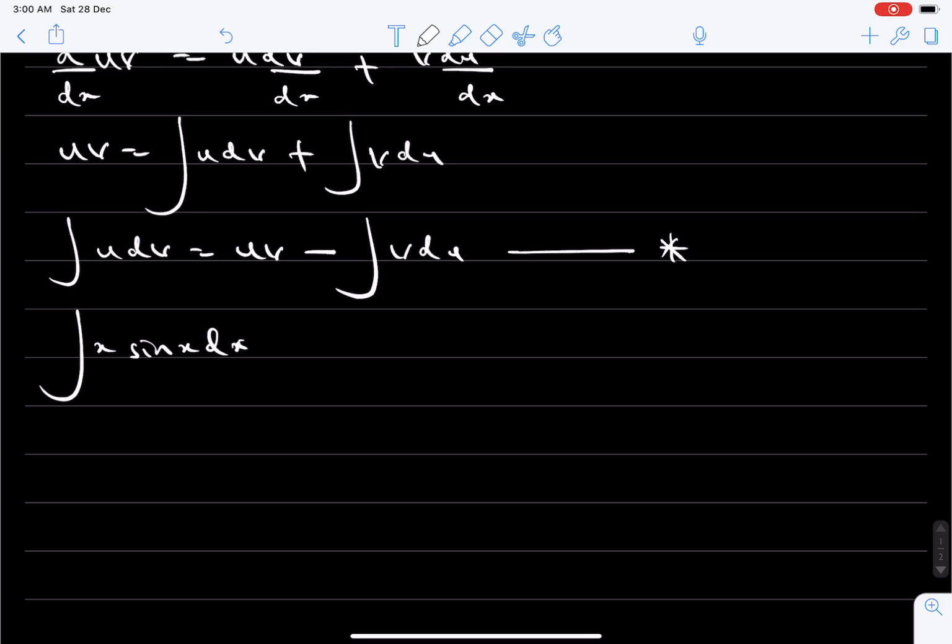It's important to choose the appropriate function as u. What we do is choose a function that has a derivative which is simpler than itself as u. That's important. u must be a function whose derivative is simpler than itself. If you don't choose appropriately, then you will not be able to evaluate the integral.